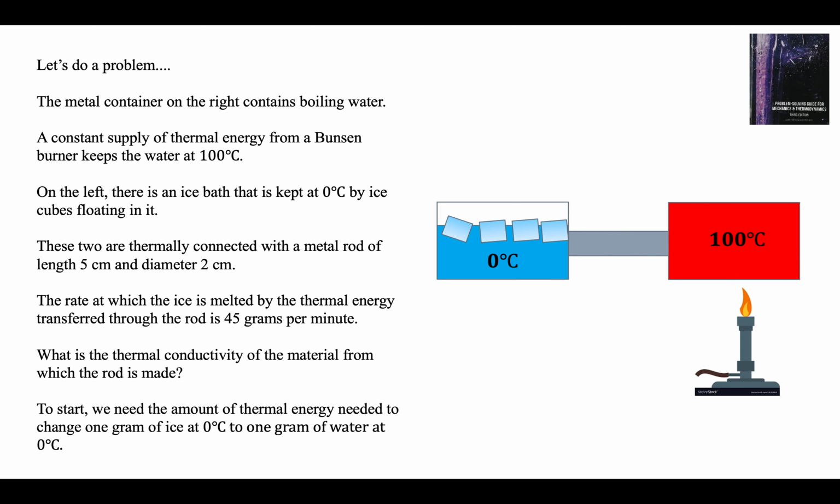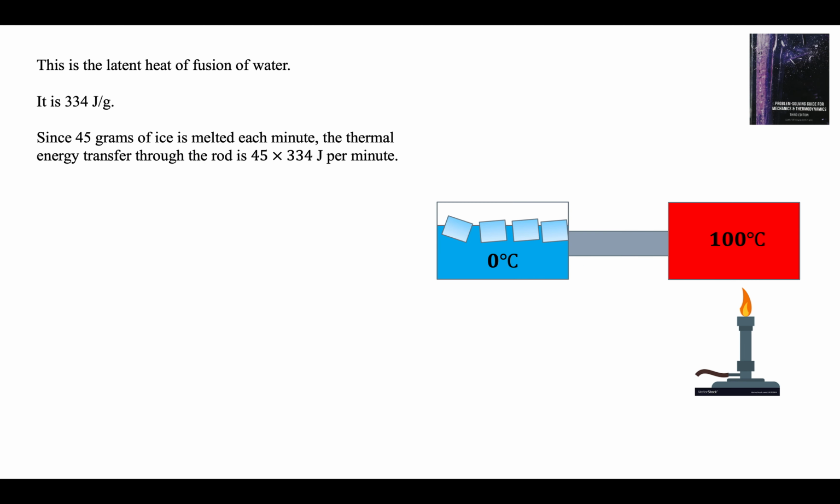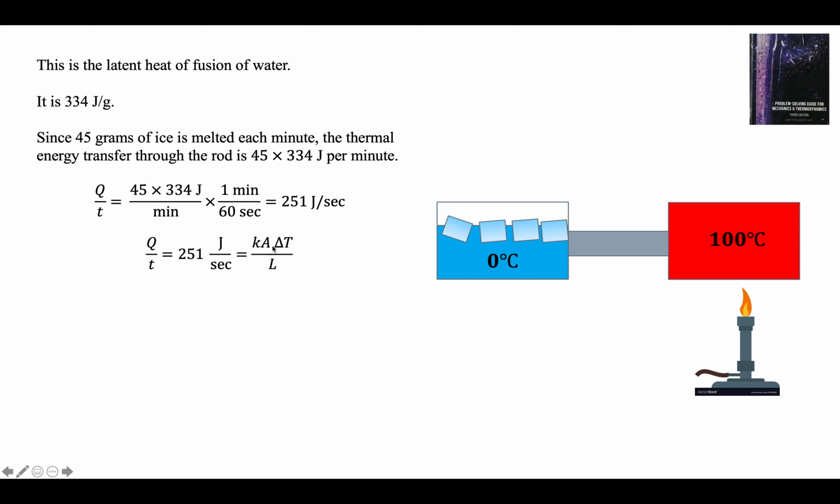To start, we need the amount of thermal energy needed to change 1 gram of ice at 0 to 1 gram of water at 0. That was module 10. It's the latent heat of fusion of water, 334 joules per gram, 334,000 joules per kilogram. Same thing. We're melting 45 grams every minute. The thermal energy transfer through the rod must be 45 times the amount for 1 gram every minute. So there's the flow rate, 45 times 334 joules per minute, and we convert that to watts, 251 joules every second. So now we have Q over t in the units that we need, and that's equal to K A delta T over L. And I think we have everything, or we can get it.